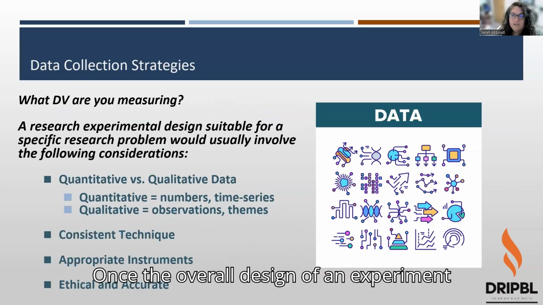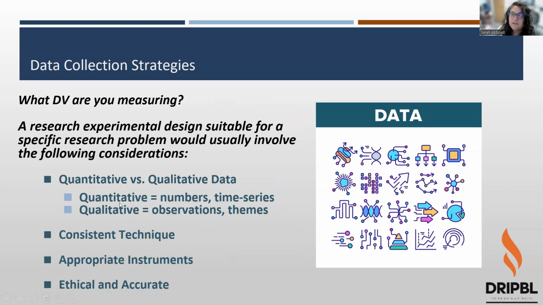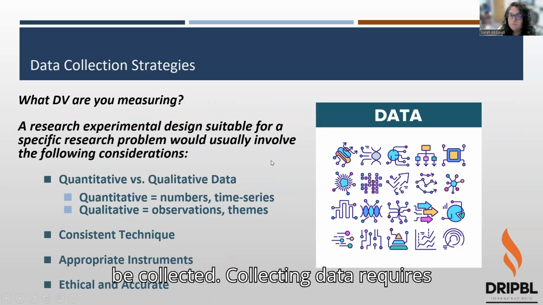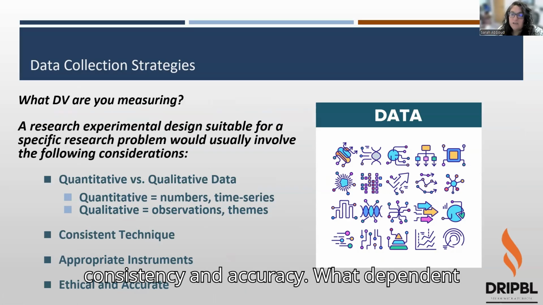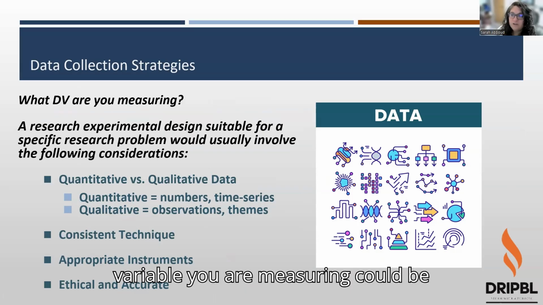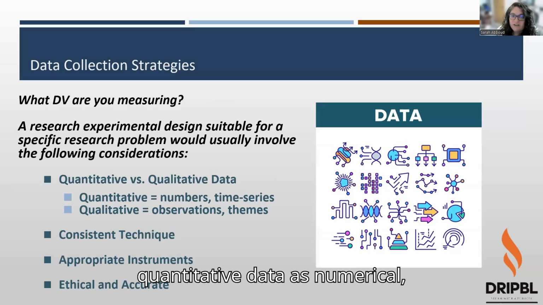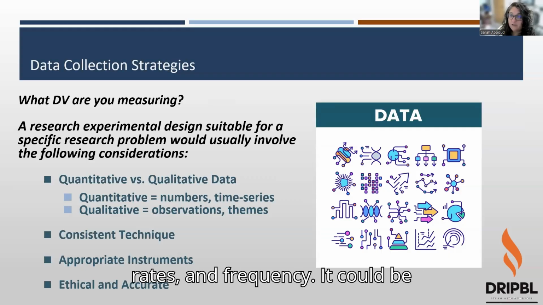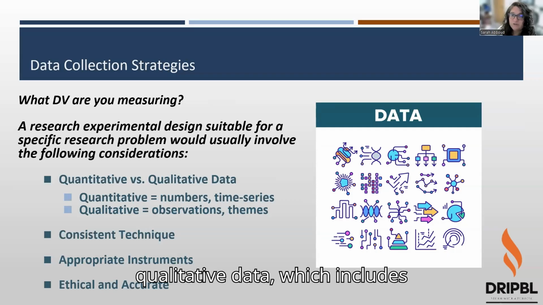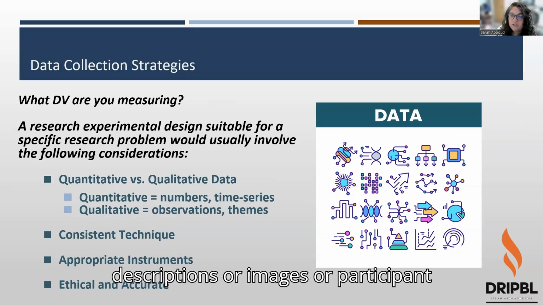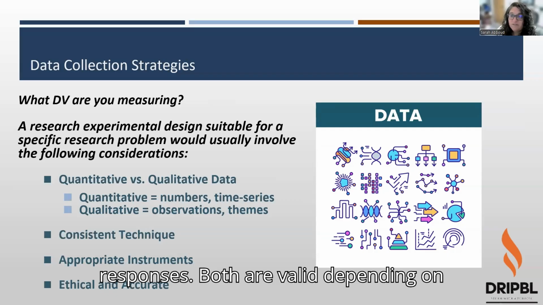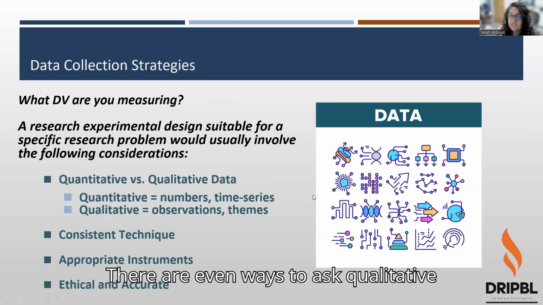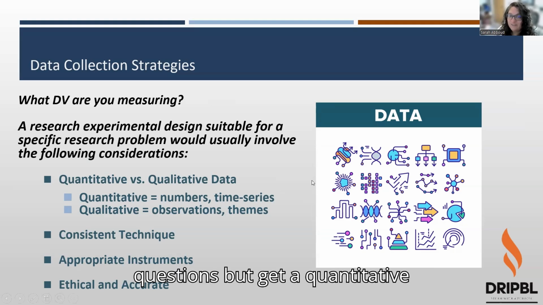Once the overall design of an experiment is decided, the next steps are to finalize how and what data is to be collected. Collecting data requires consistency and accuracy. What dependent variable you are measuring could be quantitative data as numerical, which is ideal for measuring changes, rates, and frequency. It could be qualitative data, which includes descriptions or images or participant responses. Both are valid depending on your research question and discipline. There are even ways to ask qualitative questions, but get a quantitative value.